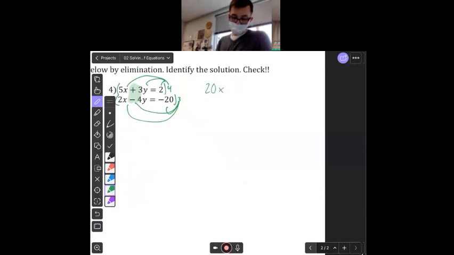So I get 20x plus 12y equals 8. And 6x minus 12y equals -60. At that point, we should be able to add down because those y's will cancel. Those y's will eliminate.